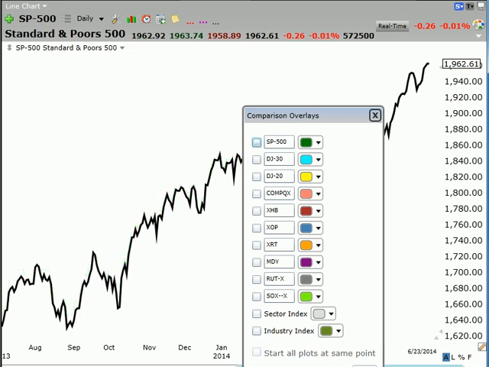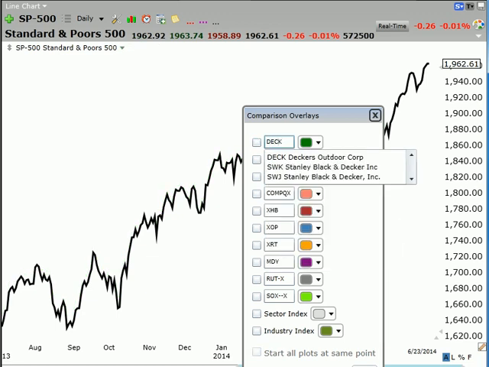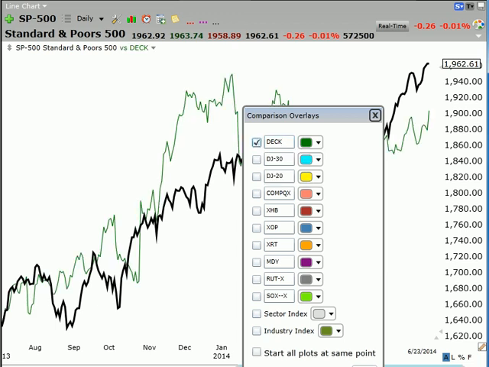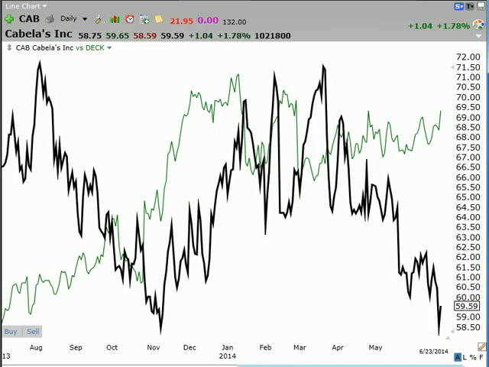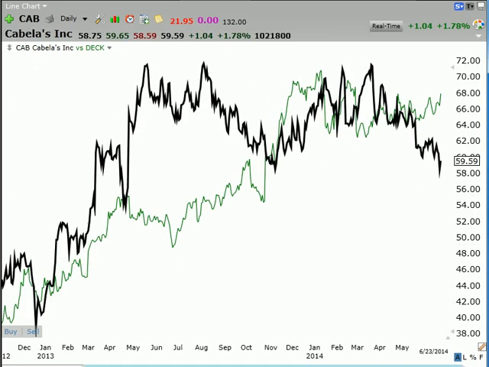Okay, let's say, and I did this last Friday on Fast Money, I looked at Deckers. Now, I compared Deckers with Cabela's. And you can see what's happening here. Deckers is the green line, Cabela's is the black line.